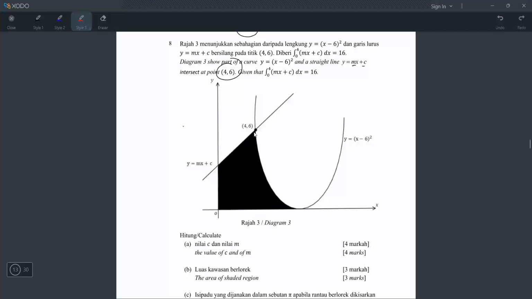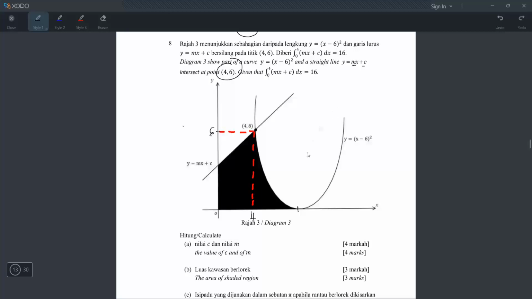So first thing first, we can label already. This is 4, and this is 6. So this is (4, 6). And then we also can find some important points. When I teach integration in class, I always say the first step is to find out all the important points. What are important points? The x-intercept, the y-intercept, and the intersection point.